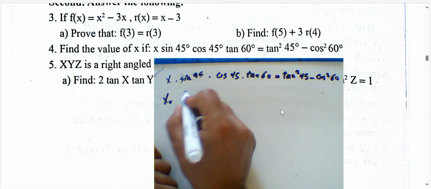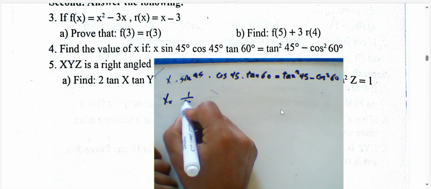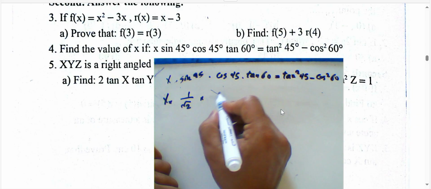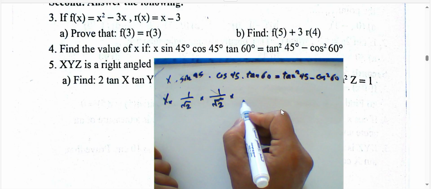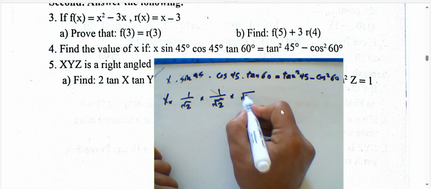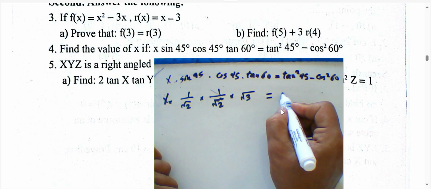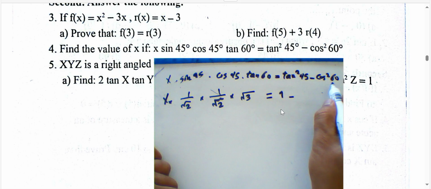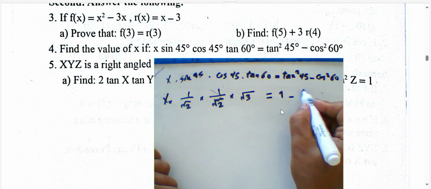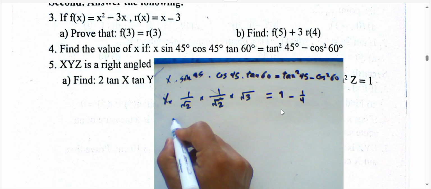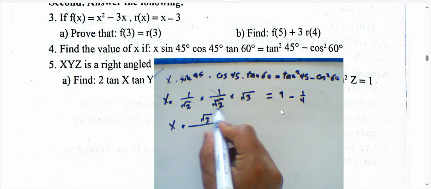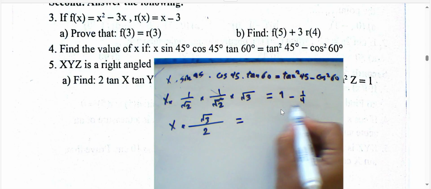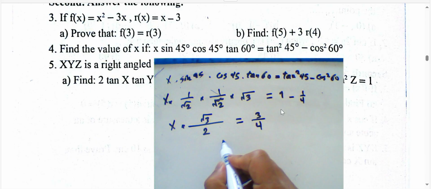We can start with x. Sine 45 equals 1 over root 2, product by cosine 45, 1 over root 2, product by tan 60 equals root 3. Tan 45 is 1, power 2 is 1. Cosine 60 equals half, power 2 will be a fourth. Then we have here x product by root 3 over root 2 times root 2, equals 1 minus a fourth, equals 3 fourths.